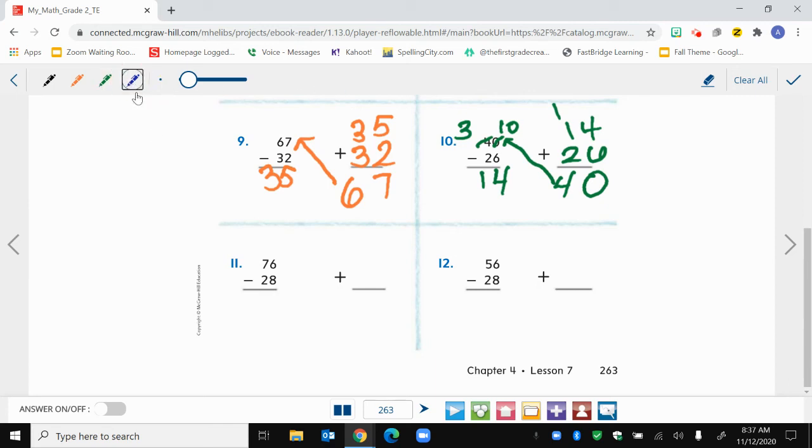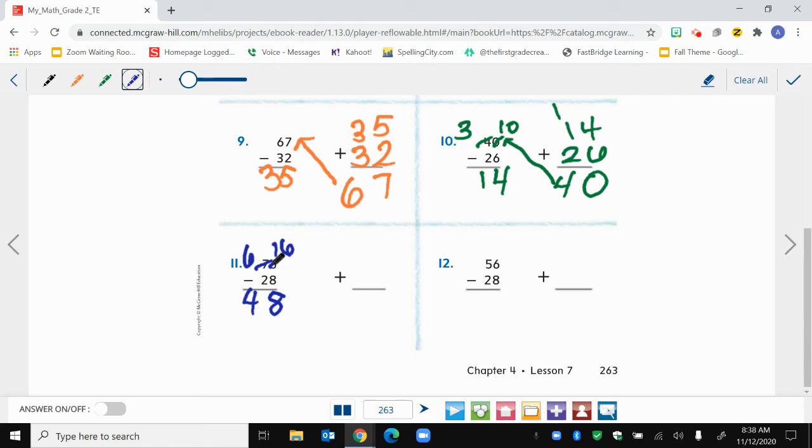All right, now let's look down here at number 11. 76 minus 28. You should have looked at the one side, 6 minus 8, and known that can't happen, right? So you should have borrowed from the 7 to make it 6 and added 10 to that 6 to make it 16. Then you would have done 16 minus 8, which is 8, right? Then you would have done 6 minus 2 to get 4. So you would have got 76 minus 28 equals 48.